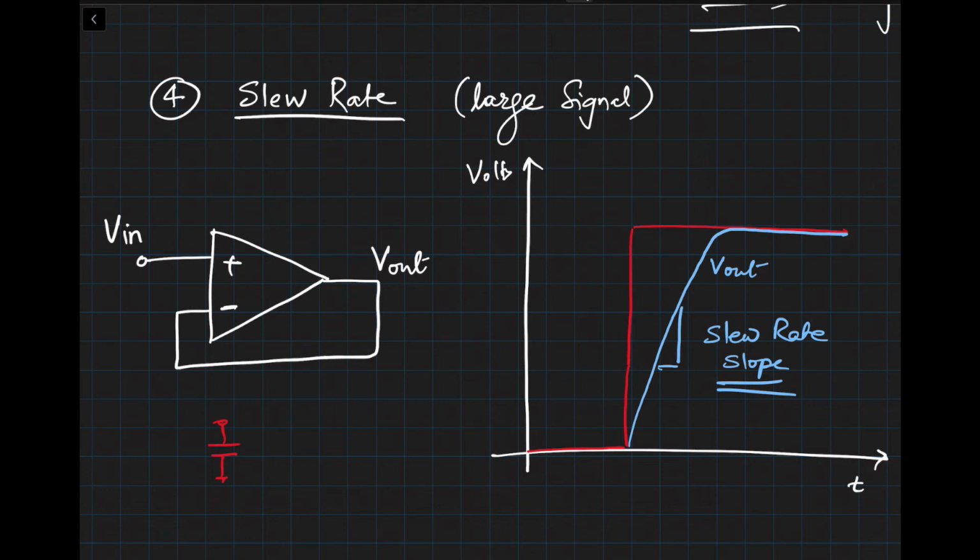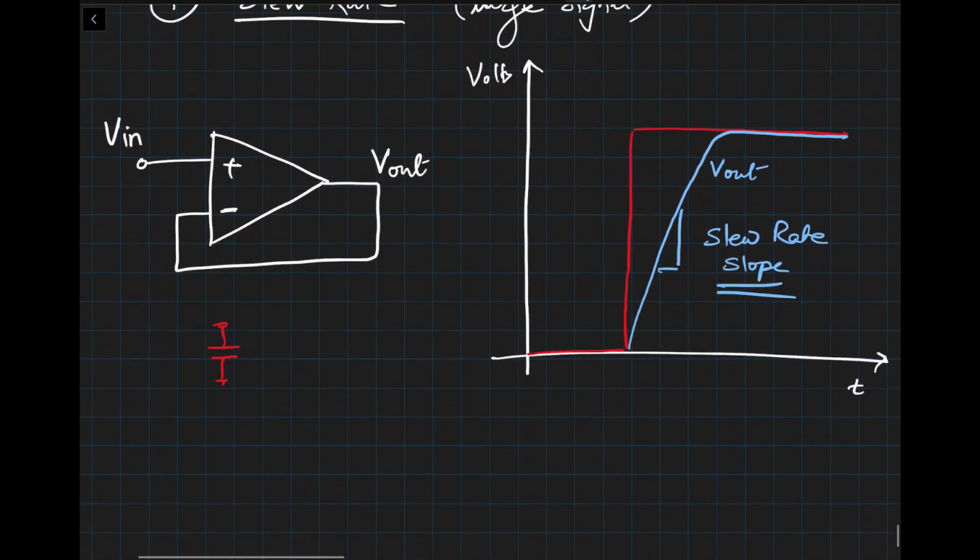So what decides this slew rate? Since we have not dug inside the Opamp yet, I'm just going to tell you that there is some capacitance somewhere, because the Opamp doesn't have an infinite amount of current that it's going to take from the supply. It will have some limited amount of current.